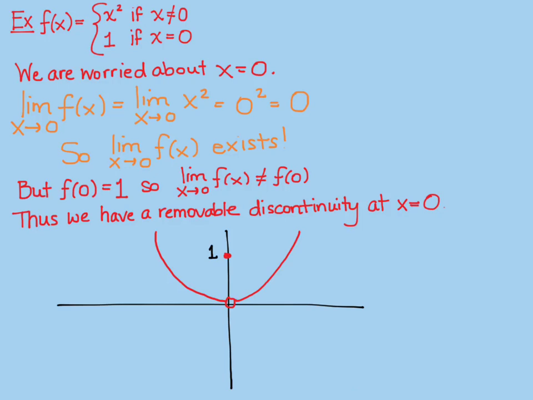Let's look at a graph of this. Everywhere that's not equal to 0, we have the graph looking like x squared, and at x equals 0 we have the y value as 1. So notice that we have a hole at x equals 0, so we have a removable discontinuity.